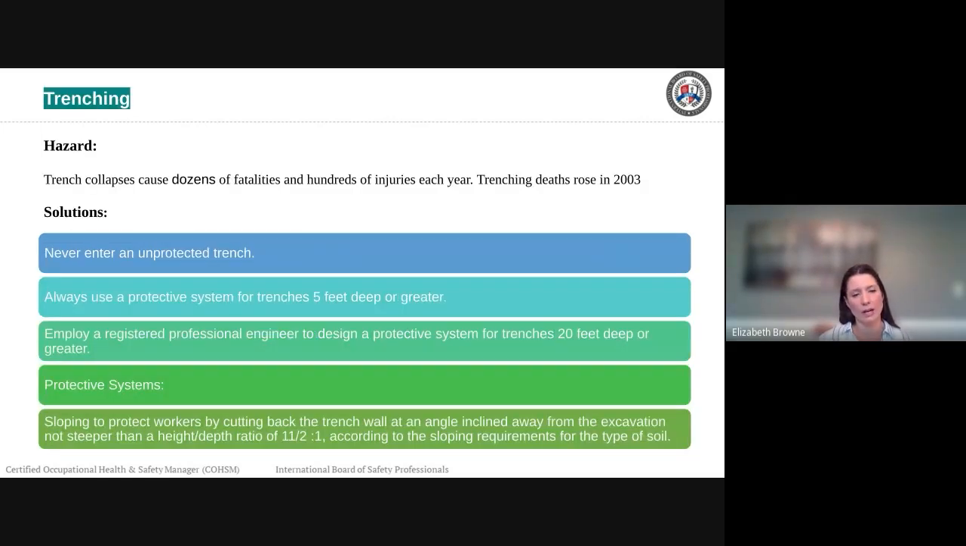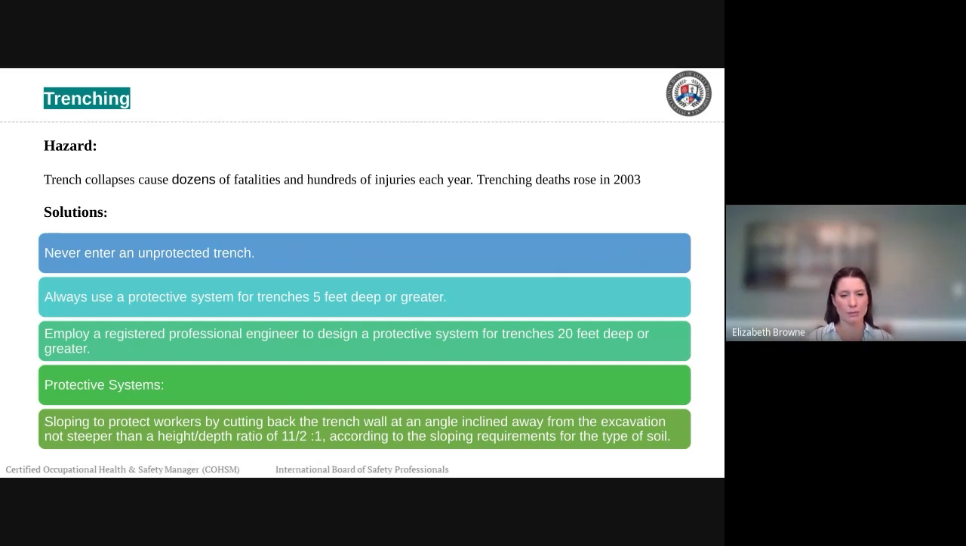Trenching is another hazard that has caused dozens of fatalities and hundreds of injuries in the construction industry. Some solutions to protect workers from trenching hazards are to never allow workers to enter an unprotected trench. Always use protective systems for trenches 5 feet deep or greater, like shoring or trench boxes. That ensures that the walls of the trench don't collapse on the worker.